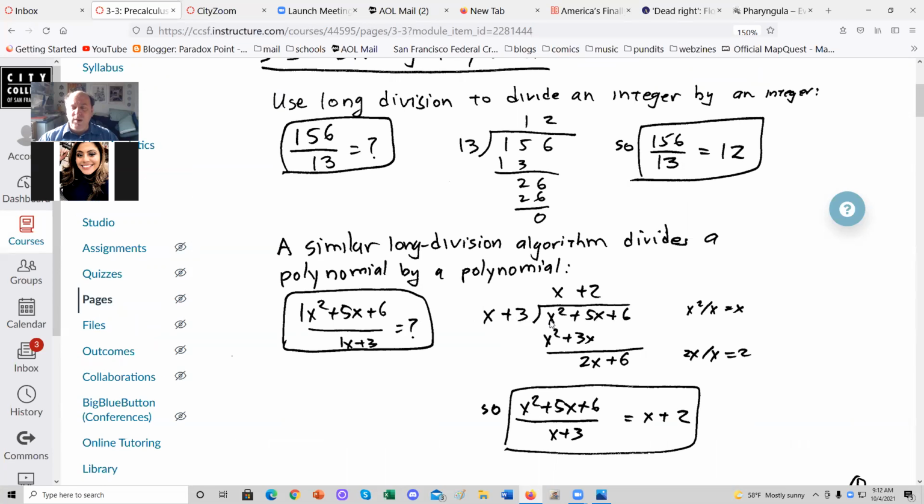Now, what we do is we look at ratios of leading terms. x squared over x, that's x. We put that x into the quotient here. x times x plus 3 is x squared plus 3x. Subtract, we're left with a remainder of 2x plus 6. Look at leading terms. 2x divided by x is 2. Put that in the quotient. 2 times x plus 3 is 2x plus 6. Subtract out and left with nothing.